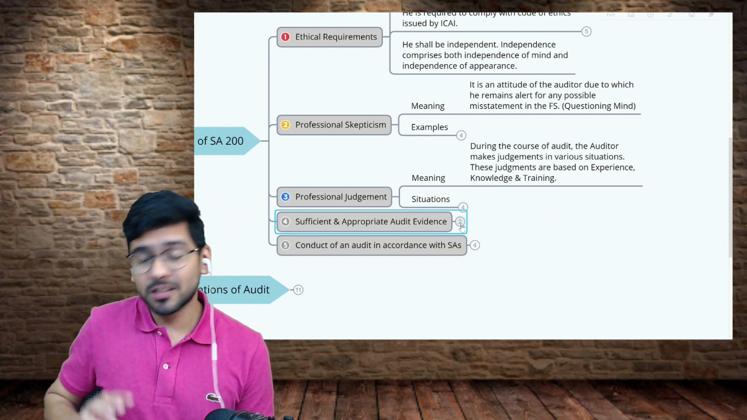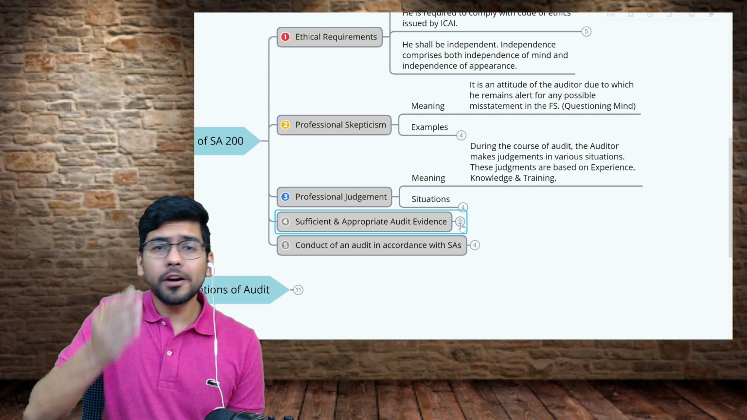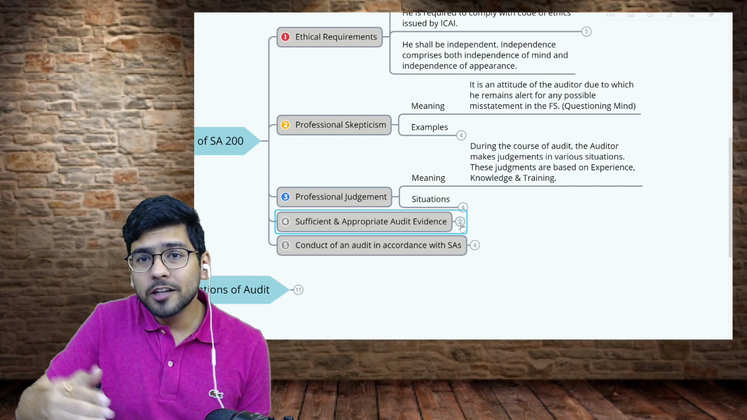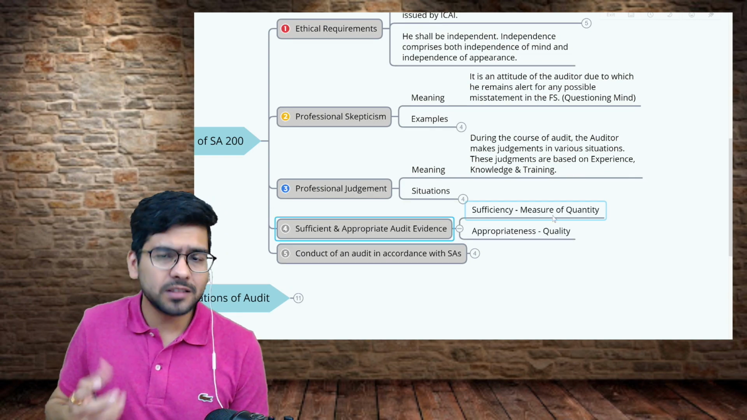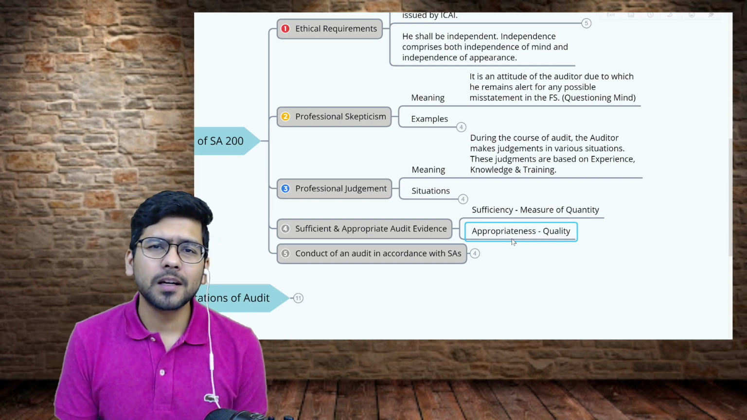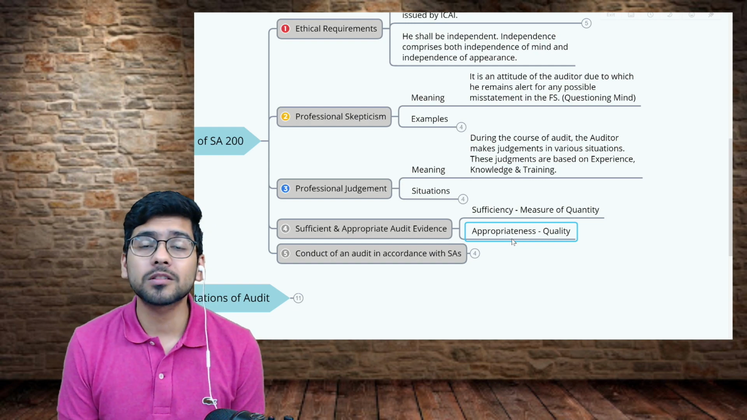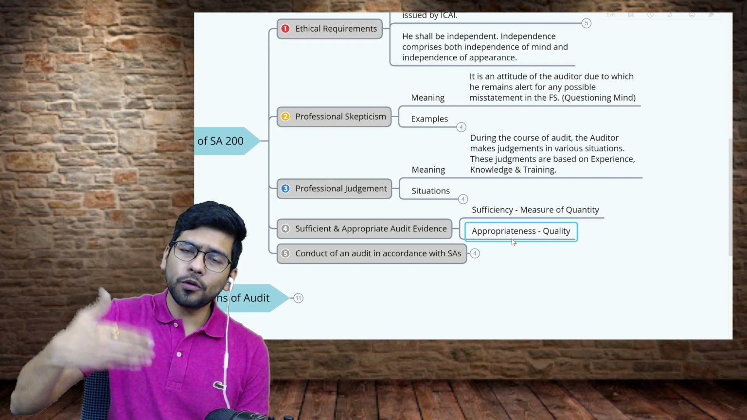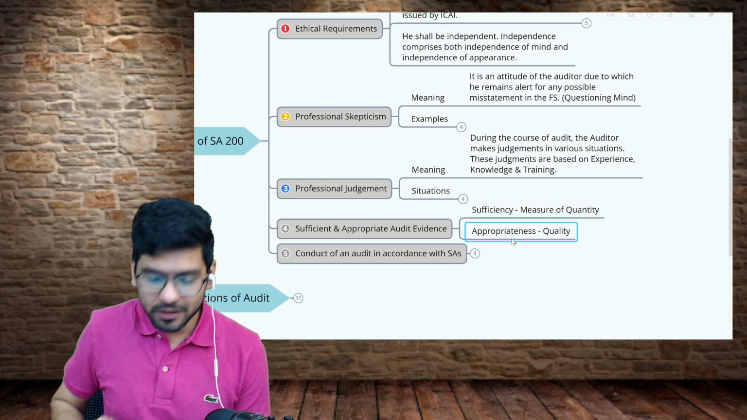Okay, now the 4th point, very simple: sufficient and appropriate audit evidence. We are going to discuss this in detail when we cover the SA 500 series. But for the time being, you all know the auditor applies procedures, and when he applies procedures, he tries to obtain sufficient and appropriate audit evidence. When I say sufficient, it is a measure of quantity, and when I say appropriate, it means quality. So if the client is giving me photocopies of certain documents, maybe it is sufficient, but it is not appropriate because I want originals. I trust originals more. What amounts to sufficient and appropriate, we will discuss in detail in SA 500. But for the time being, for SA 200, these two words are sufficient.